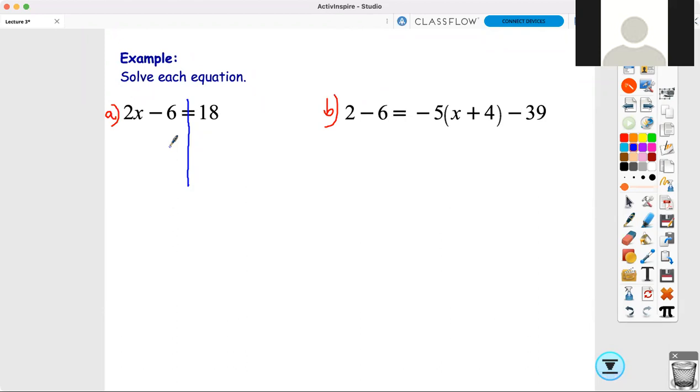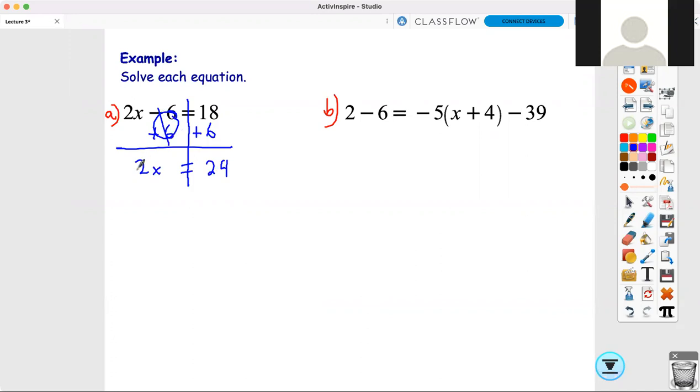So 2x minus 6. We can't combine those because they are not like terms, but we could move the minus 6 to the other side. How do we manipulate the equation to get minus 6 to the other side? Anyone help me out? Plus 6. Plus 6. And what we do to one side, we do to the other. This becomes 0, bring down the 2x equals, and add 18 and 6, which gives us 24.